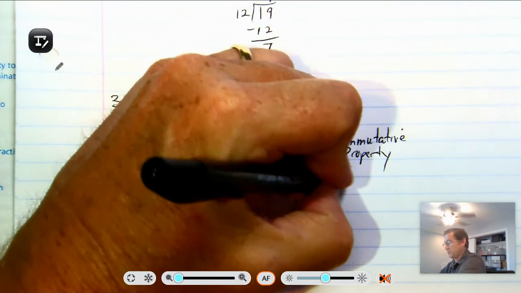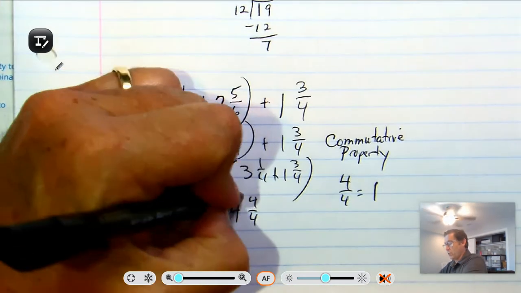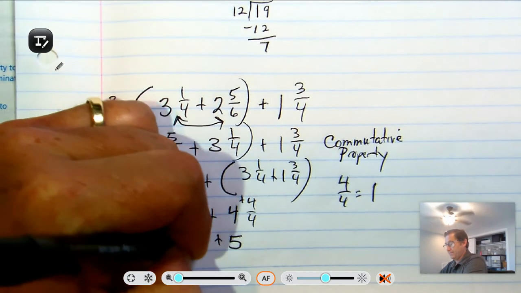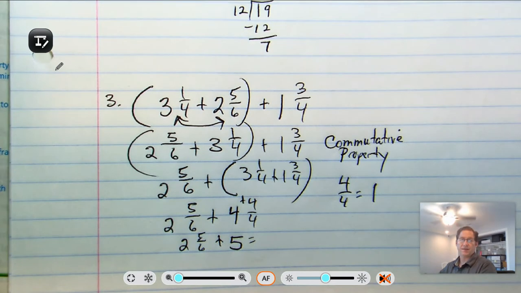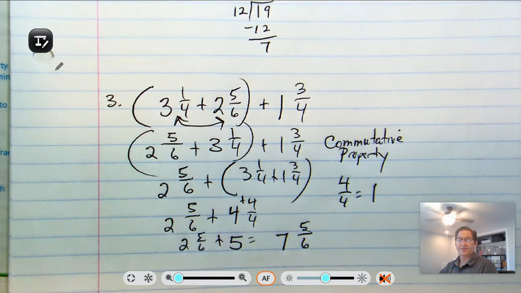Well, what does 4/4 equal? 4/4 is the same as 1, right? So 4 plus 4/4 is the same as 5. All right, so 5 plus 2 and 5/6 is 7 and 5/6.